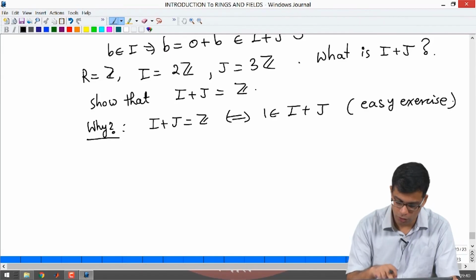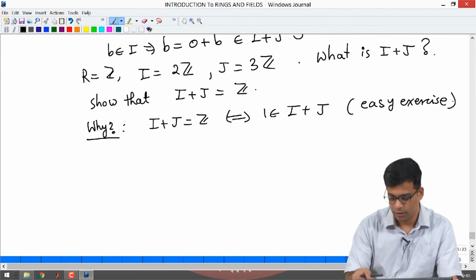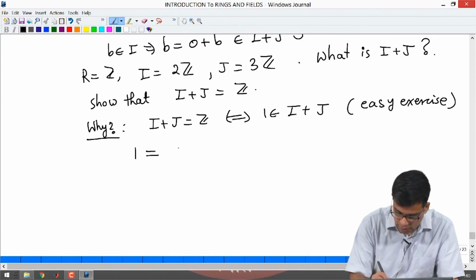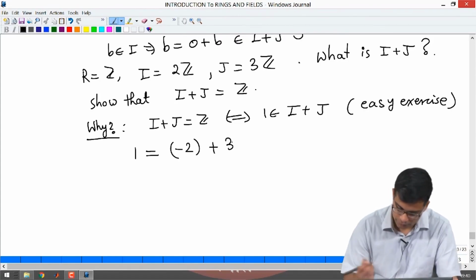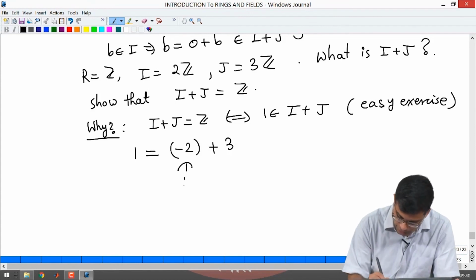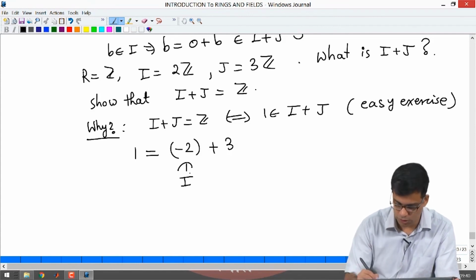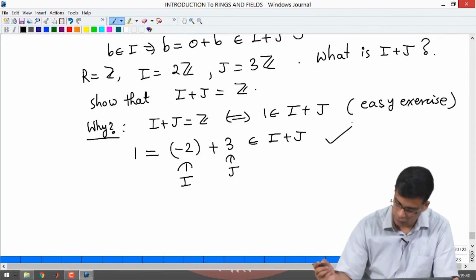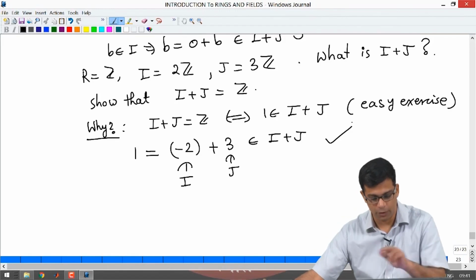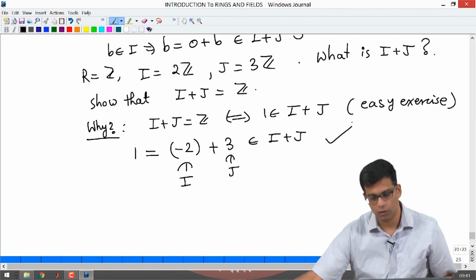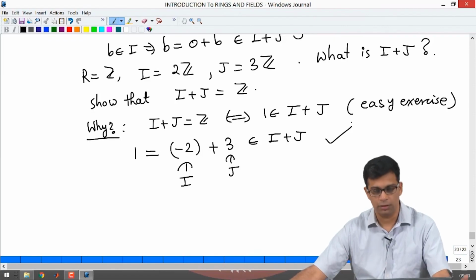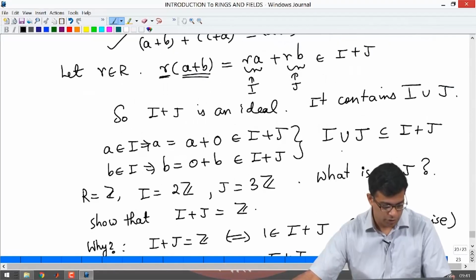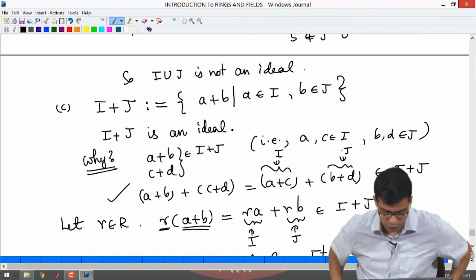Okay. So, we want to show I plus j is equal to Z, that means I want to show 1 is in I plus j, but then 1 can be written as minus 2 plus 3. This is in I because I is 2Z, this is in j. So, this is in I plus j. Okay. So, the sum of 2Z and 3Z is equal to the full set of integers. The union is just some collection of integers which is not an ideal. Okay. So, this is another operation that you can perform for two ideals.